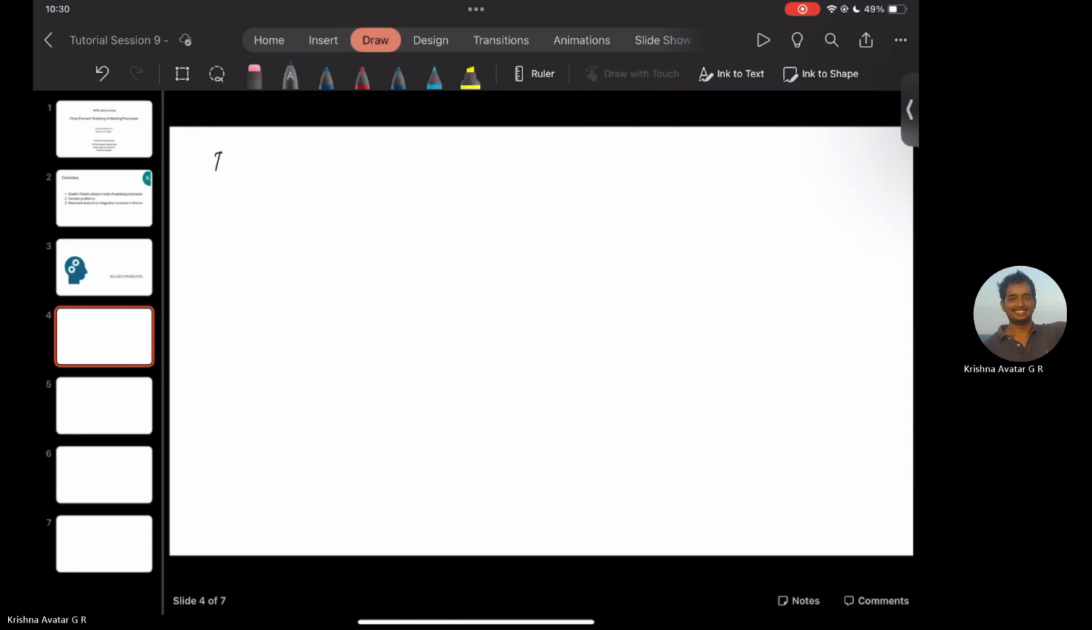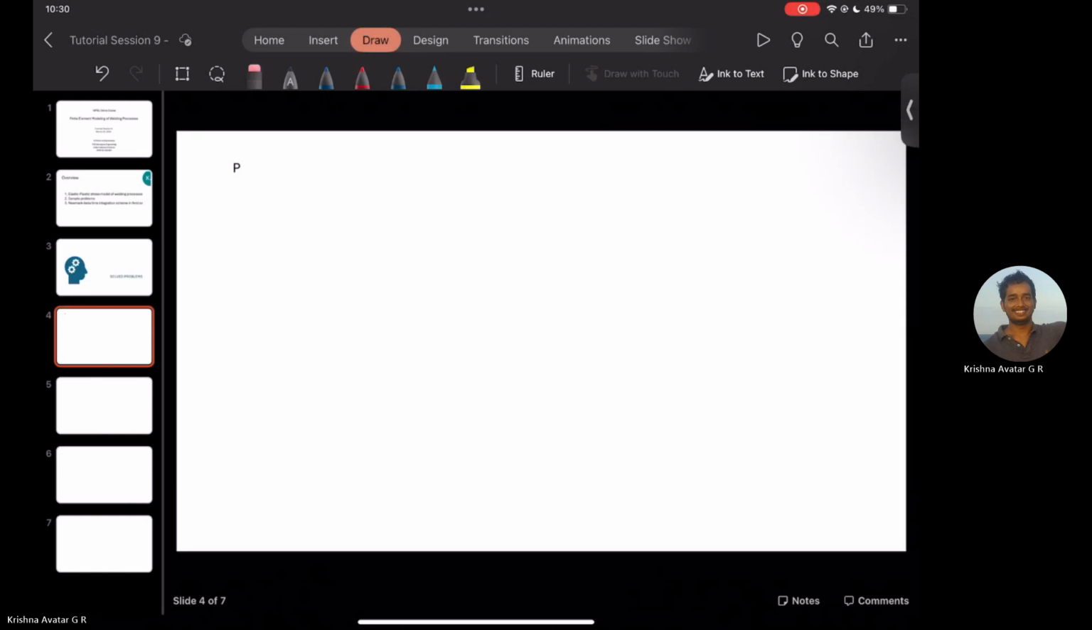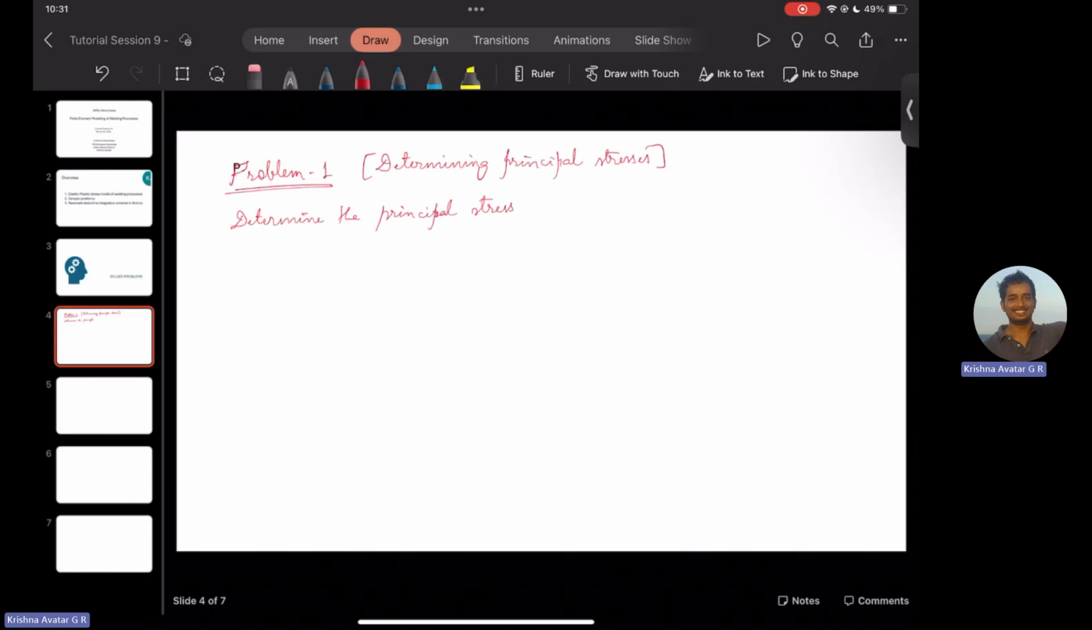The first problem, Problem 1, is about determining principal stresses. The problem is to determine the principal stresses in a body under the stress state as given.